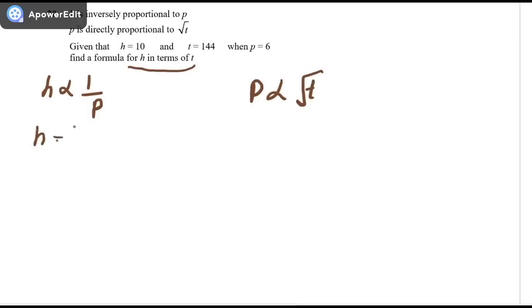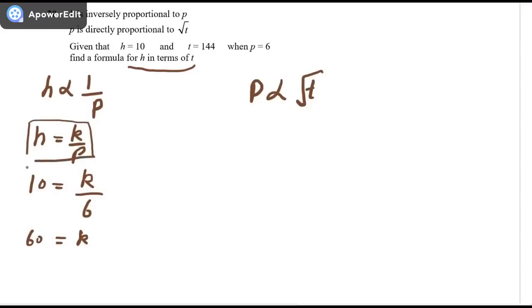So h is going to be k over p, so we're going to rewrite it like this, and now we're going to put the values of h to find k. So h is 10, so 10 is equal to k over p, and our p is 6, so to find k we multiply by 6 here, so 60, so k is 60. Now we're going to put the value of k over here, because this is our main equation. So h is going to be 60 over p.